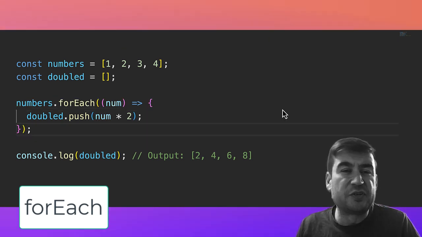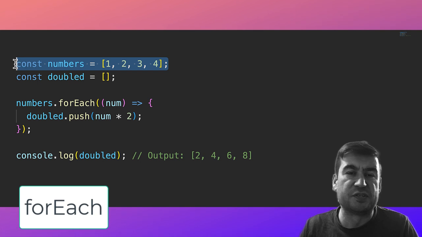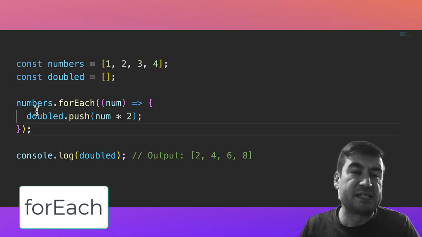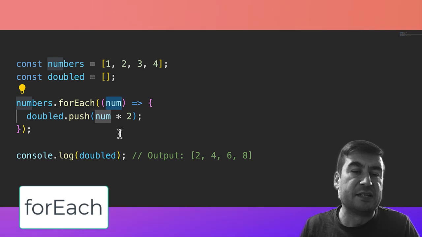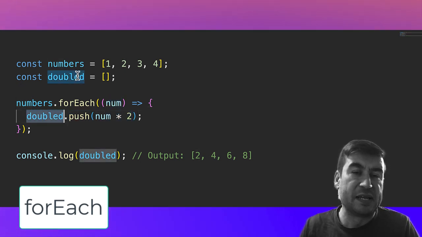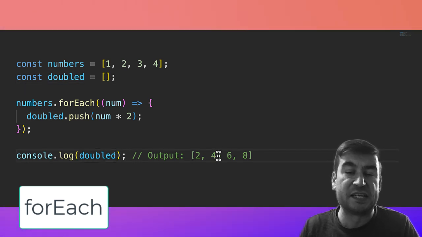So in this example, we're going to show you the forEach loop. So again, we've got a numbers array, which is just of 1, 2, 3, and 4. We've got a variable set up for doubled, which is just an empty array at the moment. What we do is we take the numbers array and we apply the forEach method to iterate through each number, which is represented here via num, and we times it by 2 and push it into the doubled array. So this, when you do a console.log, should give you the output of 2, 4, 6, and 8.